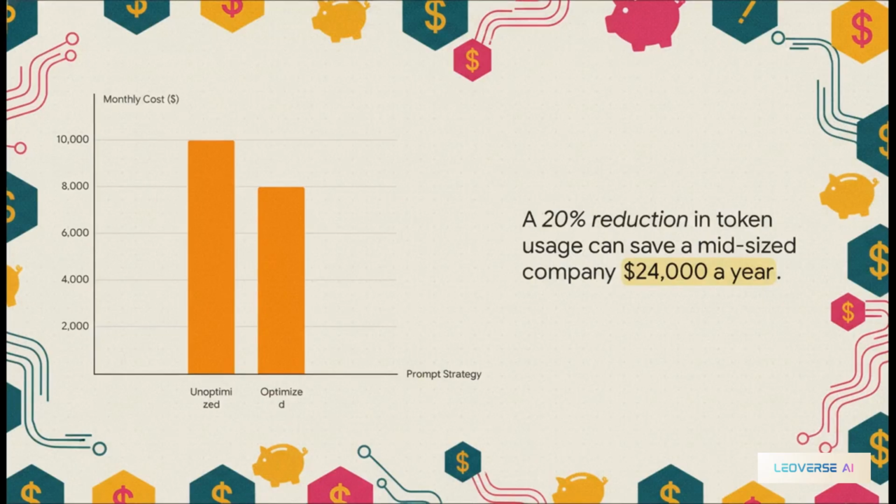And the financial impact is very, very real. Just look at this. A simple 20% drop in token use for a company chatbot, something you can achieve just by using the tips we talked about, can save a company tens of thousands of dollars a year. That's real money, a direct result of spending your tokens wisely.